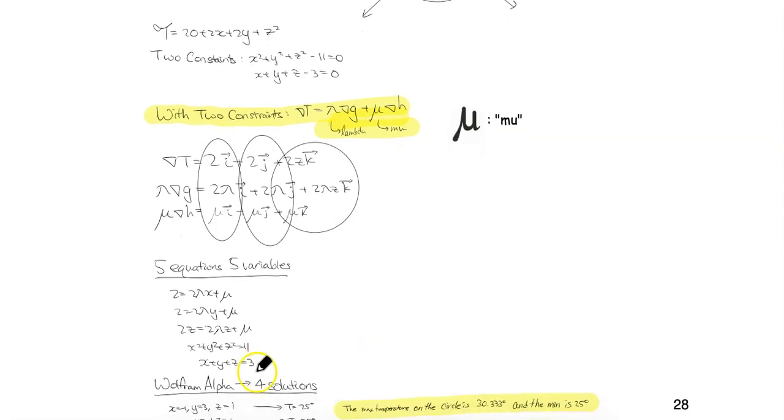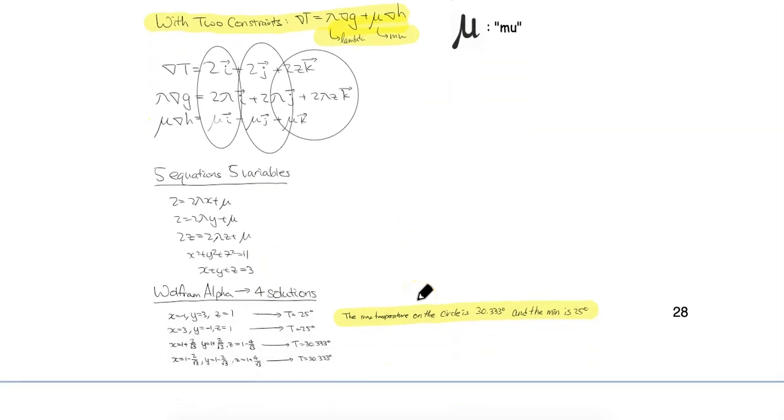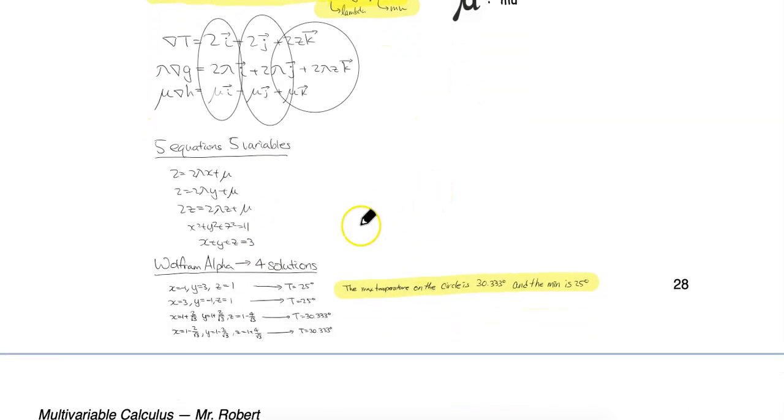And if you try to solve this with your TI-Nspire, you will see that it doesn't work. This problem is too hard for a TI-Nspire. So we would use Wolfram Alpha, for example, online. And it tells us that there are 4 solutions, and the temperatures for each of them are 25 degrees, 25 degrees, 30 degrees, 30 degrees. And therefore, the maximum temperature on that floating circle is 30.333 degrees, and the minimum temperature on the circle is 25 degrees. And that's where these temperatures happen.